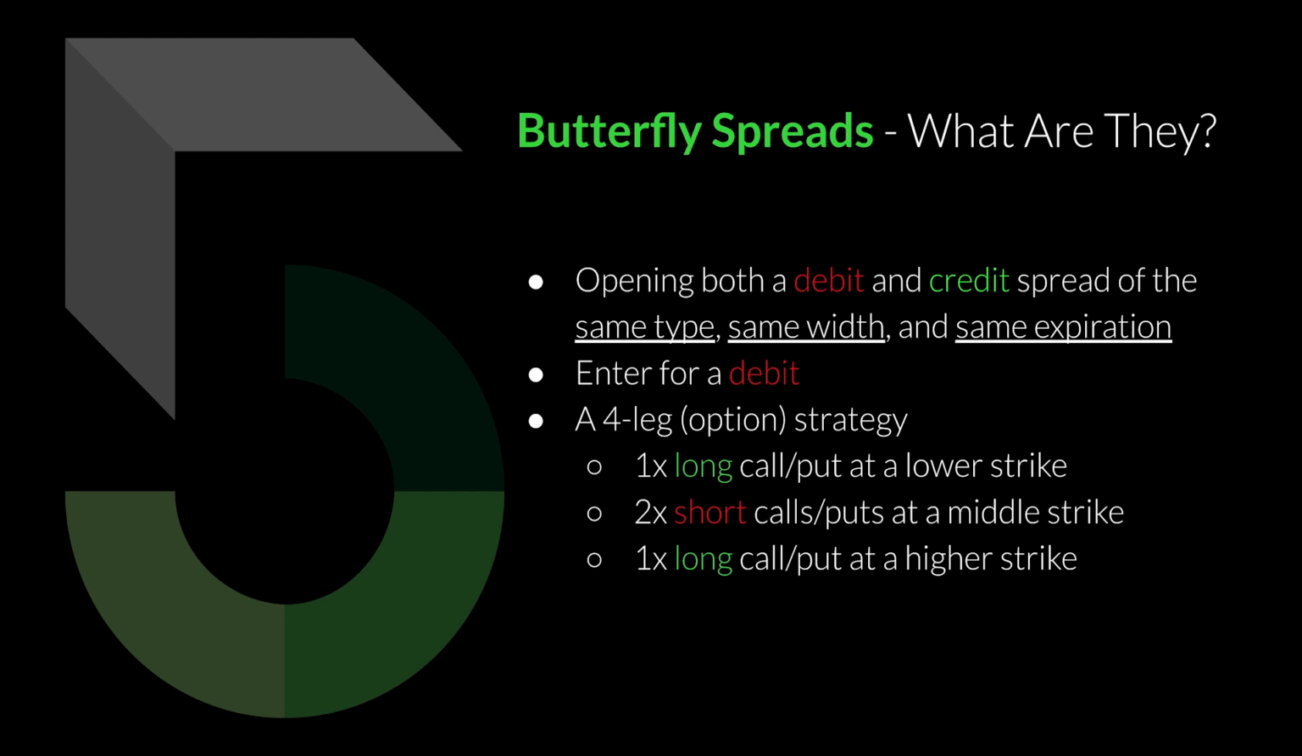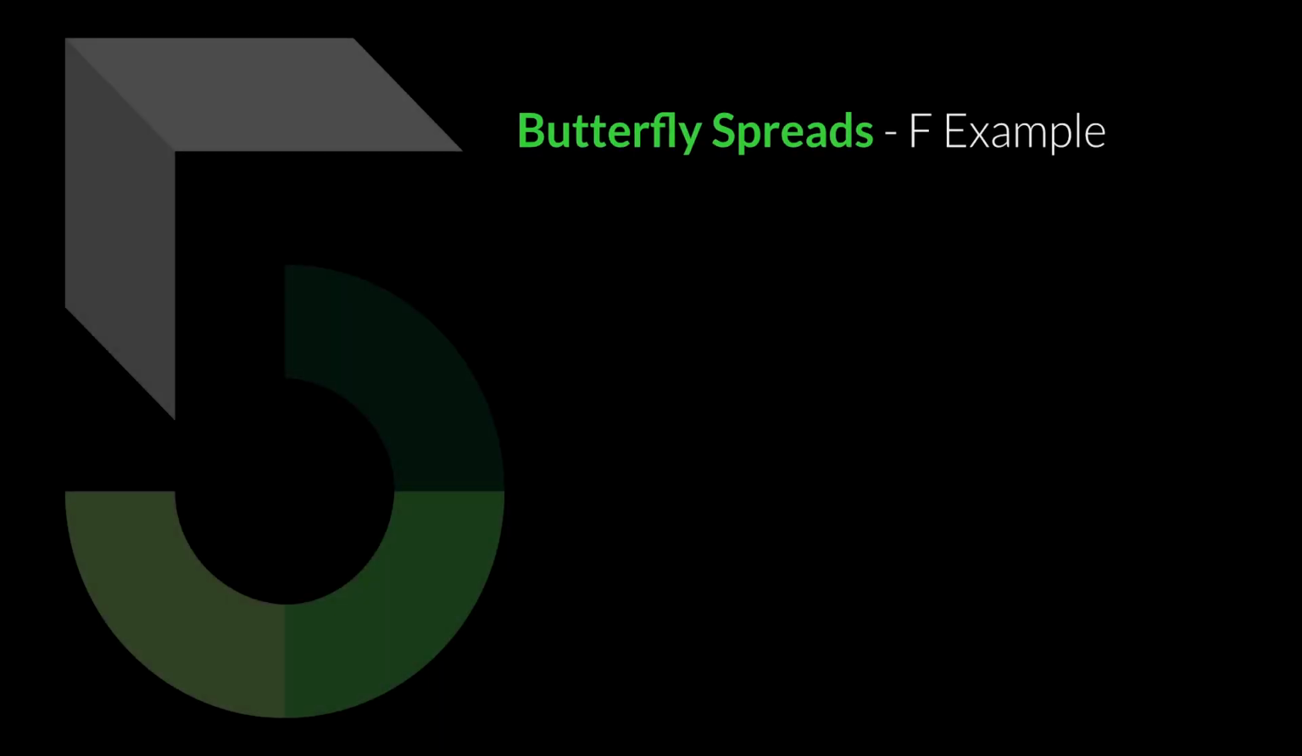So if you're going to do a butterfly spread, again, you're either using all calls or you're using all puts. It'll have the same risk to reward profile, the same profit loss graph, but you're just choosing one option type. So we're going to use Ford as our example, and this is the ticker symbol F.